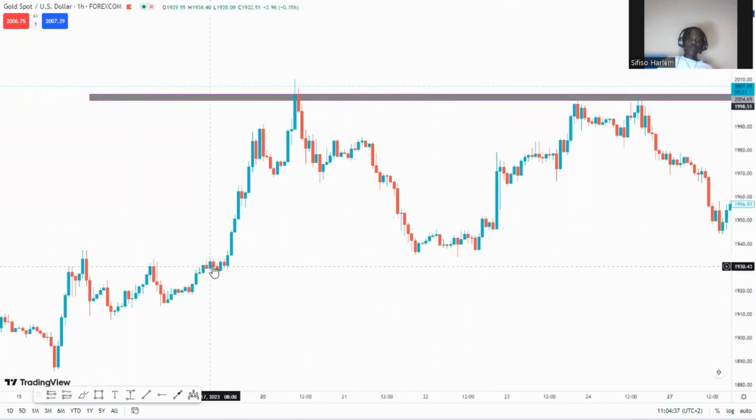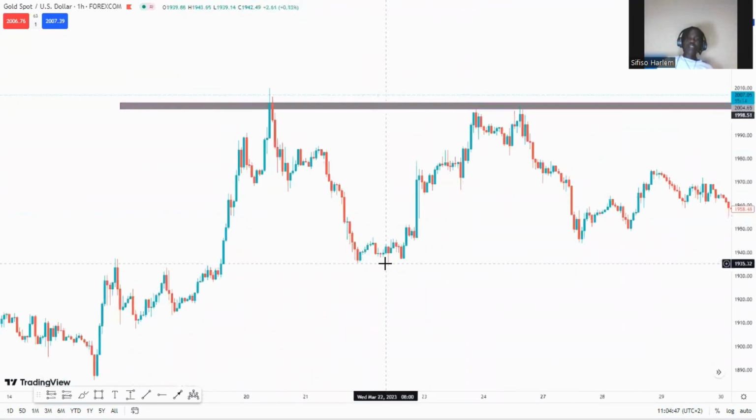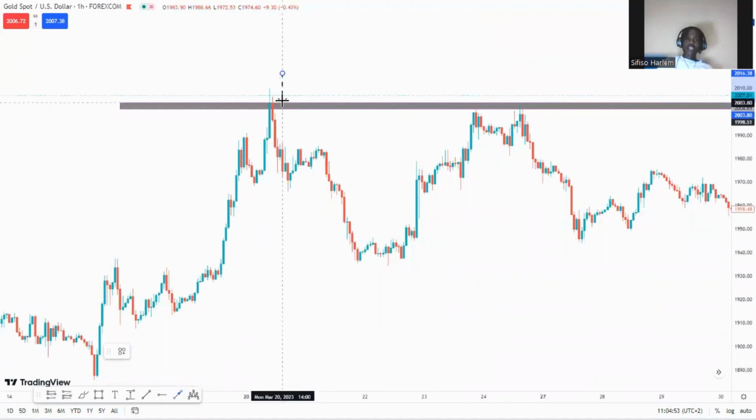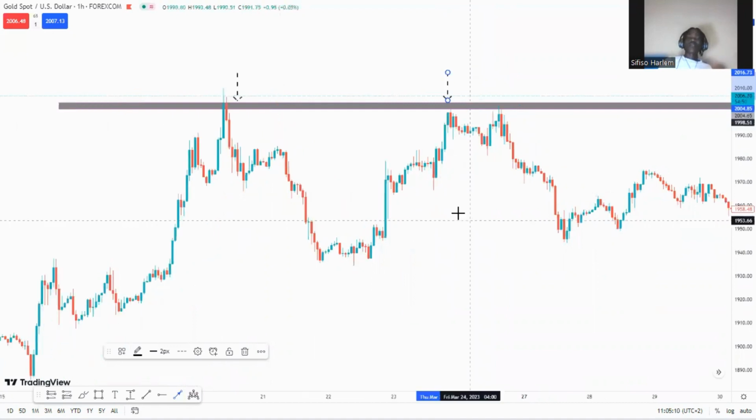When you look at gold, gold was pushing to the upside until we created this high, and then price pushed to the downside. Then price came back to this very same high, creating a double top, or you can say price is creating some sort of resistance. It just depends on what you call it.